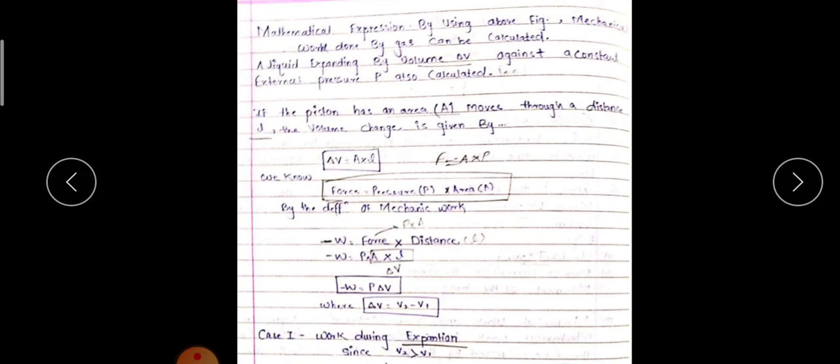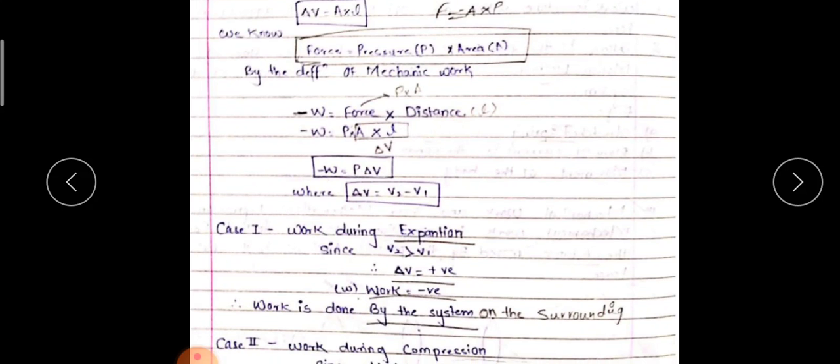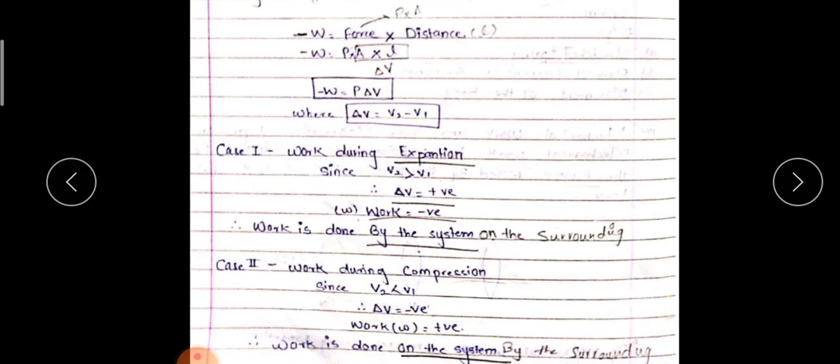We know force is equal to area into pressure. By the definition of mechanical work, minus W is equal to force into distance. Therefore, minus W is equal to P into A, into L, and A into L is delta V, so minus W is equal to P delta V, where delta V is equal to V2 minus V1. During expansion, V2 will be greater than V1. That's why delta V will be positive and work will be negative. That means work is done by the system on the surrounding.